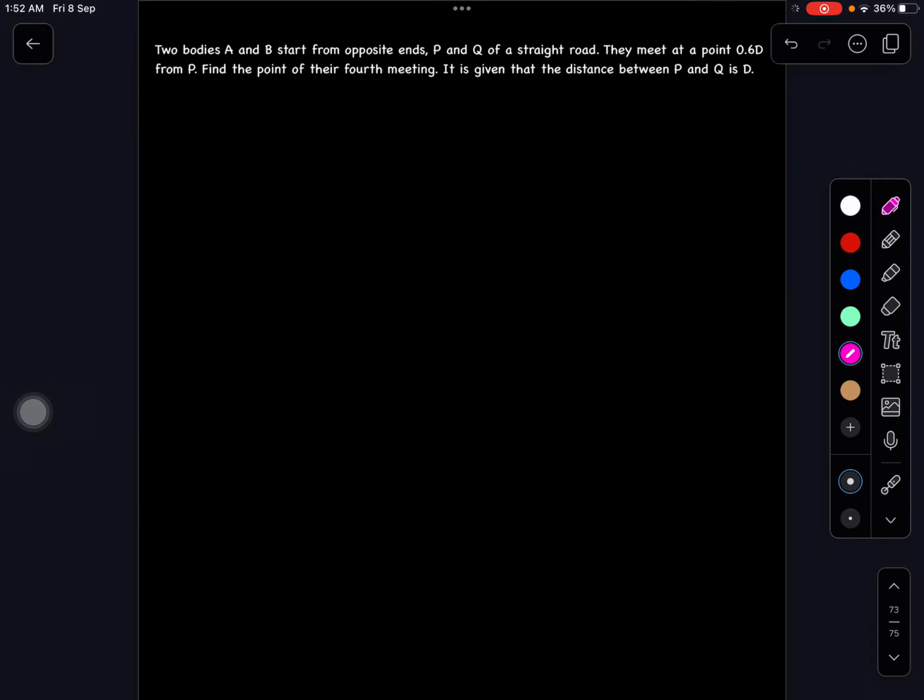Okay, we have this question. Two bodies A and B start from opposite ends P and Q of a straight road. So we have P city here and let's say Q city here, and A and B are traveling in opposite directions. A is going from left side to right side and B is going from right side to left side. They meet at a point 0.6d from P. So they are meeting at a point which is 0.6d from P.